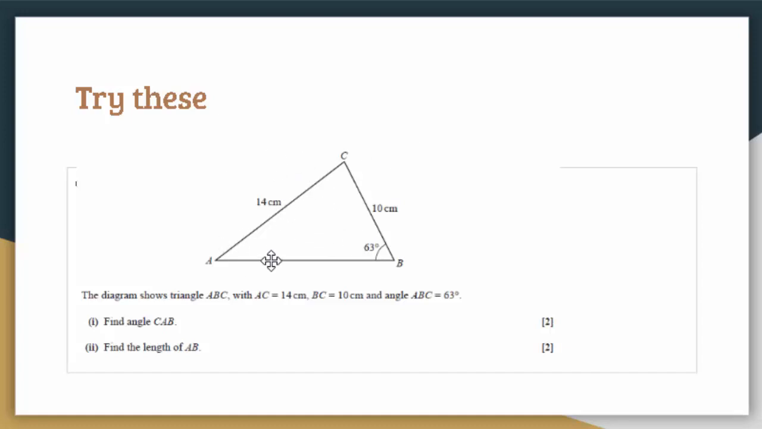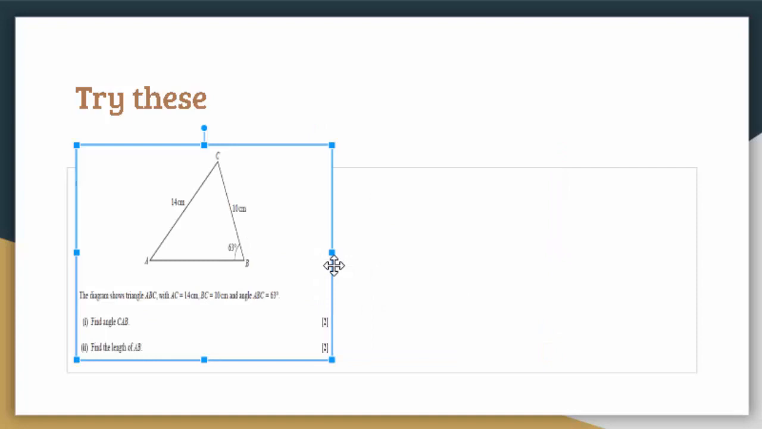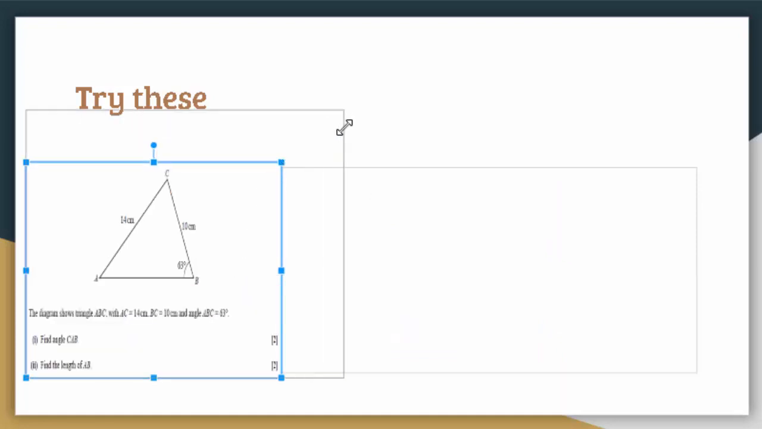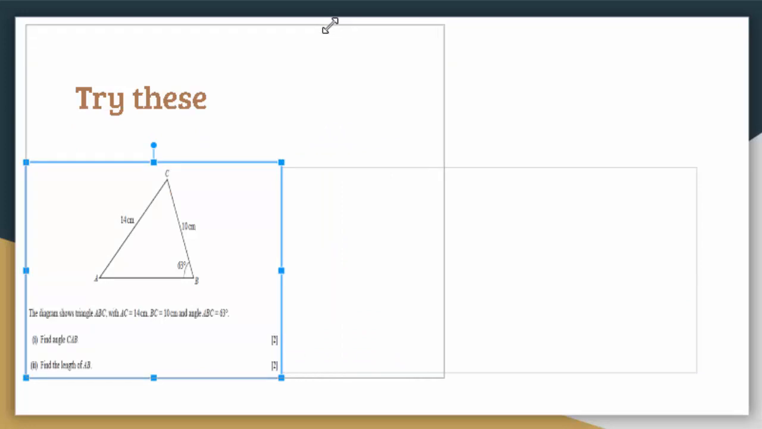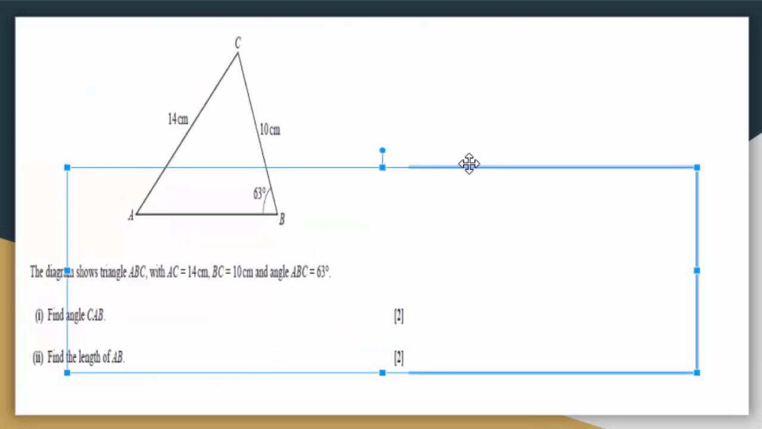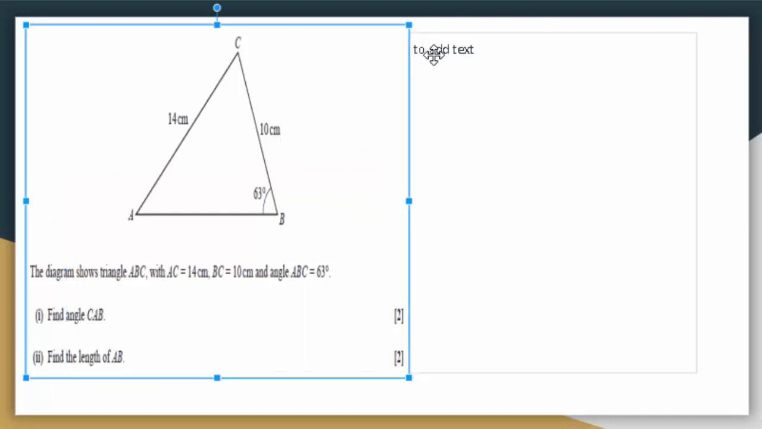CAB, so we're working out this angle here. So I'm going to minimize this problem here so that it's still legible. Let's drag this along here. Right, let's try this. Right, and then I'm going to drag this across here.